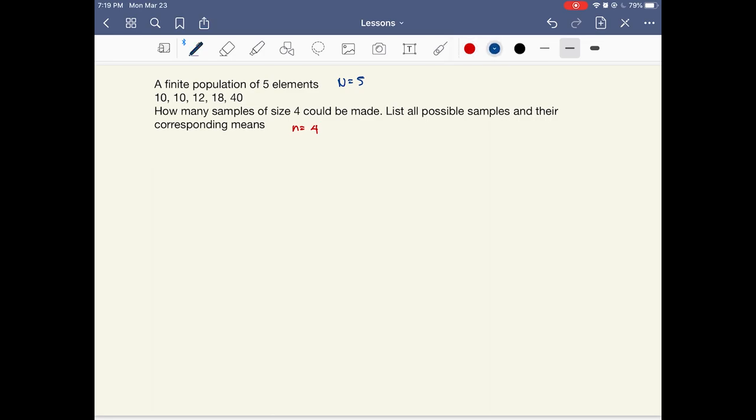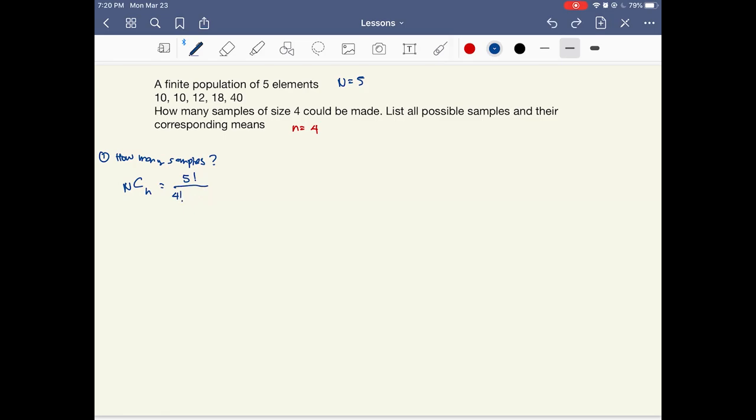First, let's do this. How many samples of size 4? So, number 1, how many samples? We have a formula for that, NCn. So, capital N is 5, factorial, n is 4 factorial, and 5 minus 4 is just simply 1 factorial.